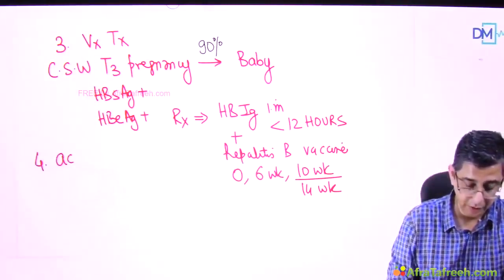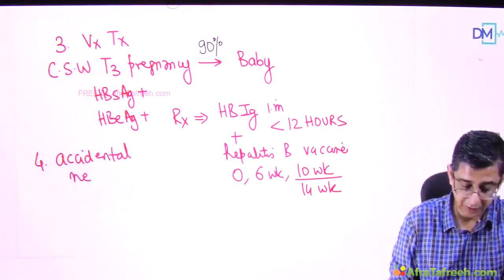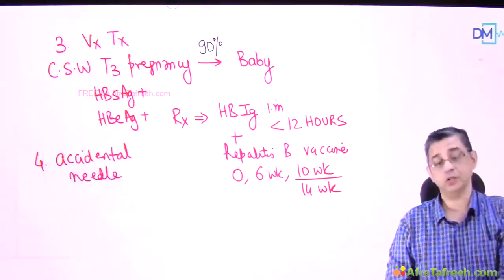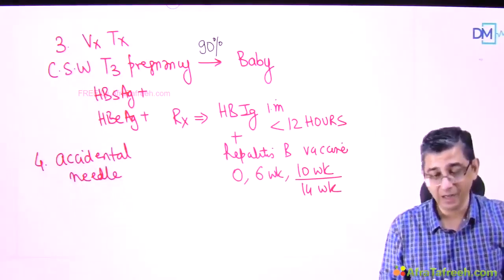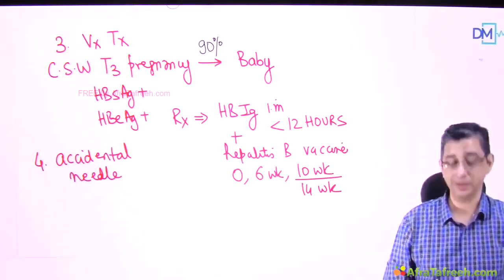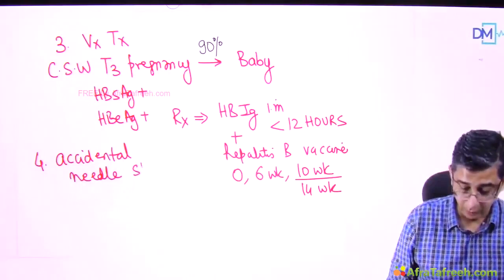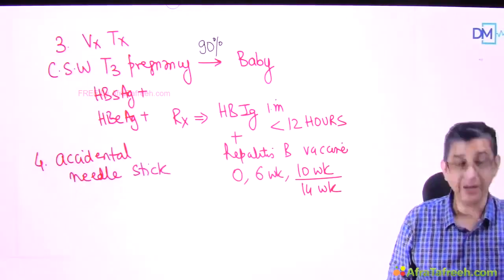Then there is accidental needle stick injury. You see, the doctor knows that this person is surface antigen positive. Let me say this guy has decompensated. He has developed ascites. He is also having esophageal varices. And today he came to you because he required an ascitic tap.